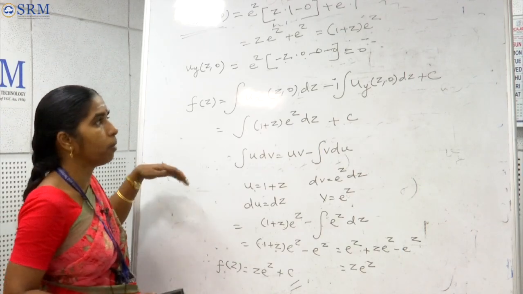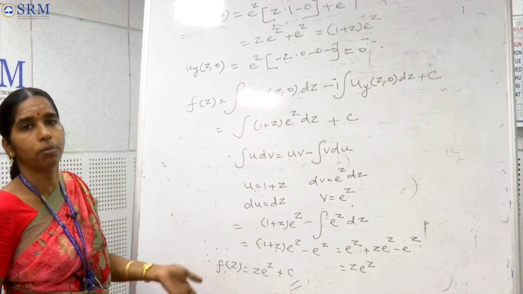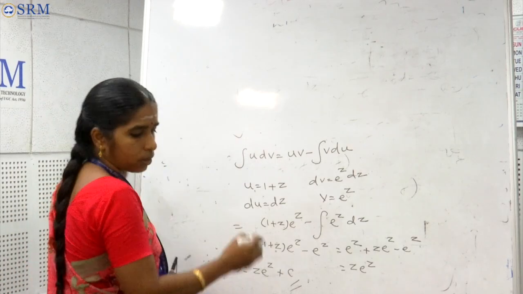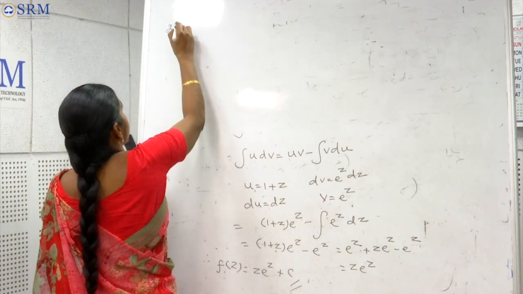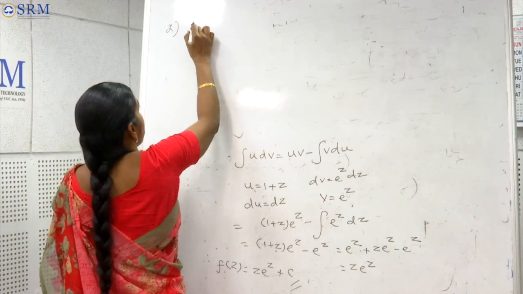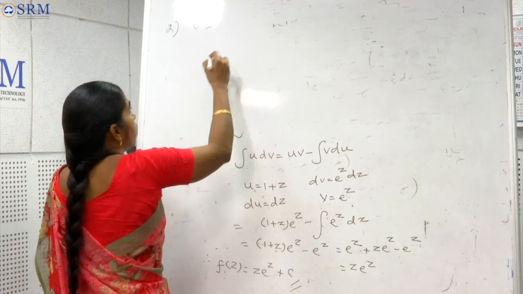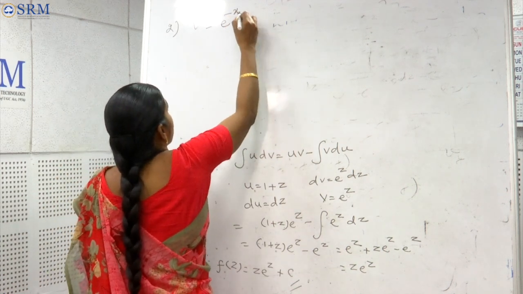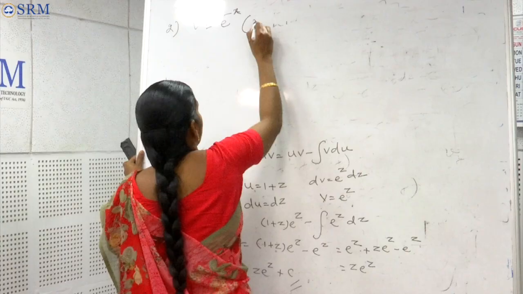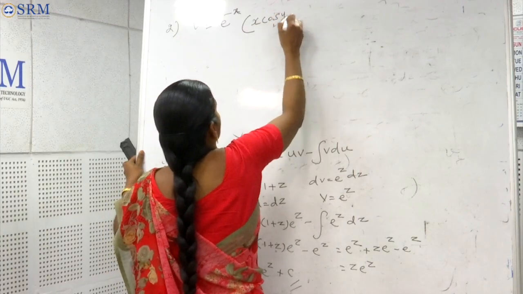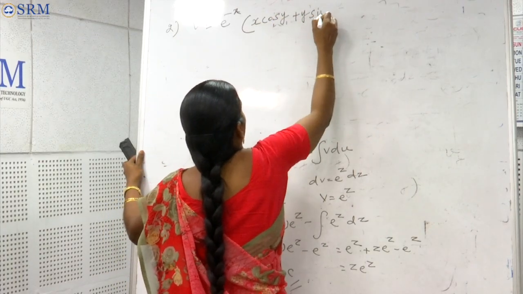Next, one more problem in direct question, where the imaginary part is given. Same trigonometric type of question. The second question is a direct question in which the imaginary part is given. V is equal to e power minus x into (cos y plus y sin y).